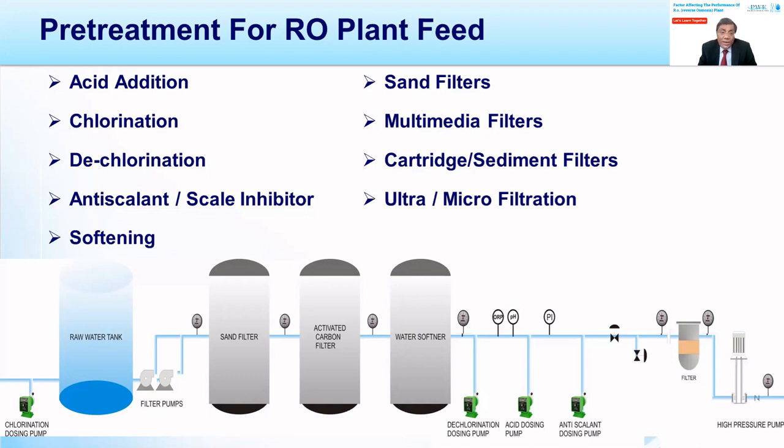Antiscalants, scale inhibitors, are essential for feed water treatment; otherwise we will have to lower the pH or place a softening plant in the pre-treatment. But still we prefer that a good antiscalant should be used, and there is a variety of antiscalants available for various applications, for silica-based, iron-based, and other compositions of ions which are present in the feed.